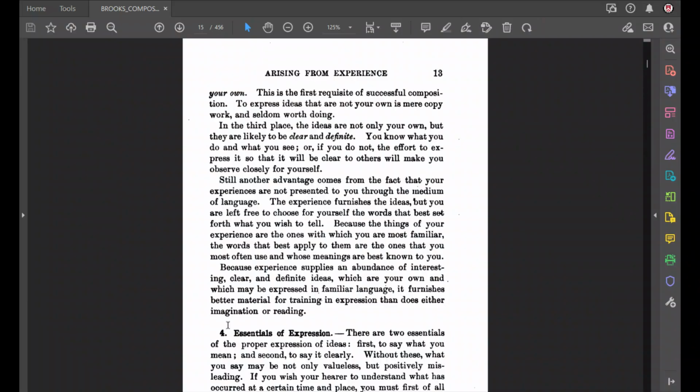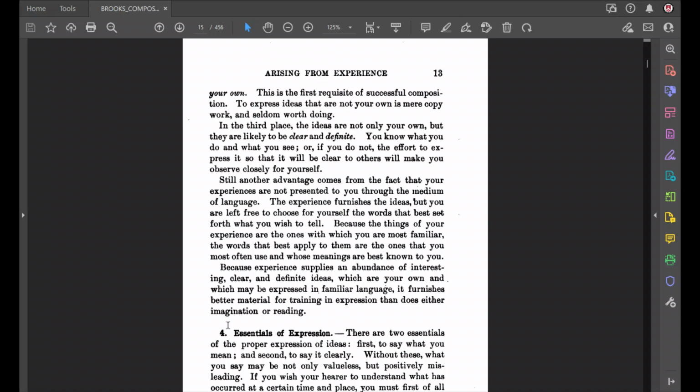Let's go back to our lesson. Another advantage comes from the fact that your experiences are not presented to you through language. The experience furnishes you with the ideas. So you have the ideas from your experiences, but you are free to express those ideas in your own words.